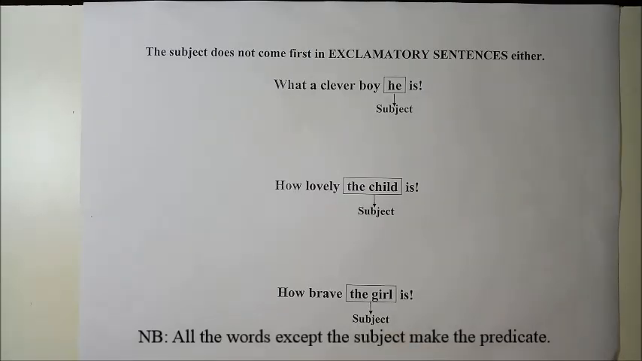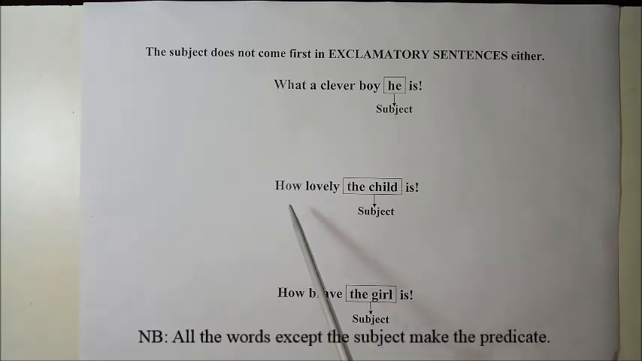If you are confused about finding out the subject in exclamatory sentences, you can do one simple thing. You can change all these sentences into a statement or an assertive sentence. Let's do it. "What a clever boy he is." Change this sentence into an assertive sentence. It will become, "He is a very clever boy." Now you can easily tell that the subject in this sentence is "he".